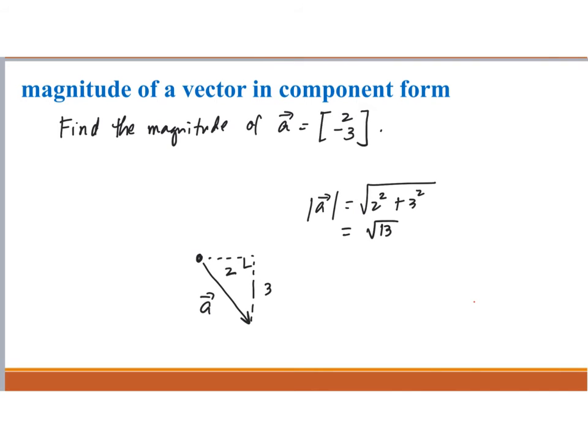If you look at this example and the previous one, you could actually set up a little formula here. Suppose you have the vector u, and its components are the horizontal component, let's call it u sub 1, and the vertical component is u sub 2. Then to get the magnitude of u, you simply get the square root of the square of the horizontal component plus the square of the vertical component.